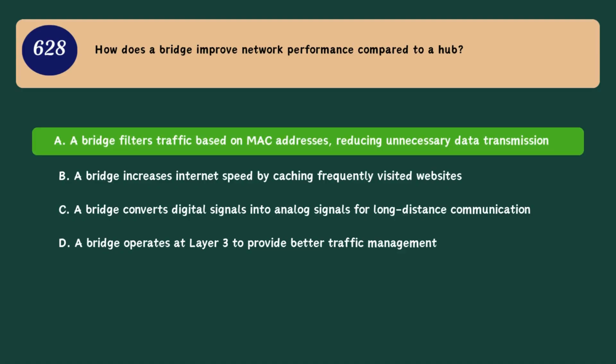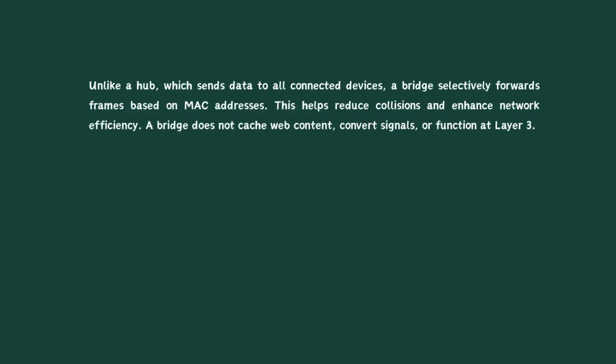Correct answer. A. A bridge filters traffic based on MAC addresses, reducing unnecessary data transmission. Unlike a hub, which sends data to all connected devices, a bridge selectively forwards frames based on MAC addresses. This helps reduce collisions and enhance network efficiency. A bridge does not cache web content, convert signals, or function at Layer 3.